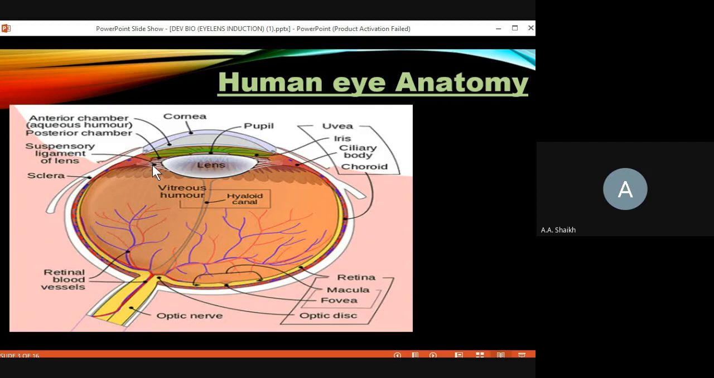Now in the eye development, or in the formation of the complete eyeball, the lens is going to play a very important role. The major components of the human eye are the cornea portion as well as the lens portion. These are very important portions, and together both these components will ultimately form the compound lens system.